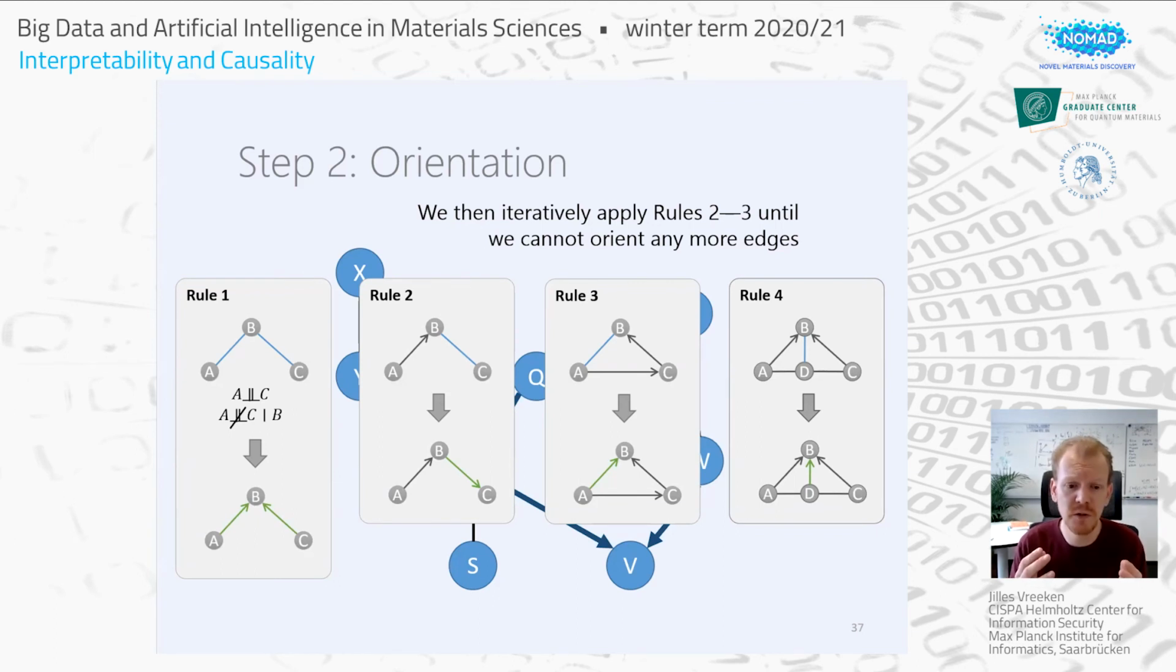And this allows us, if we're lucky, to orient a large part, and in practice typically only a small part, of our causal graph. This is the state of the art until a few years back. Or actually, it's still the state of the art for many people.